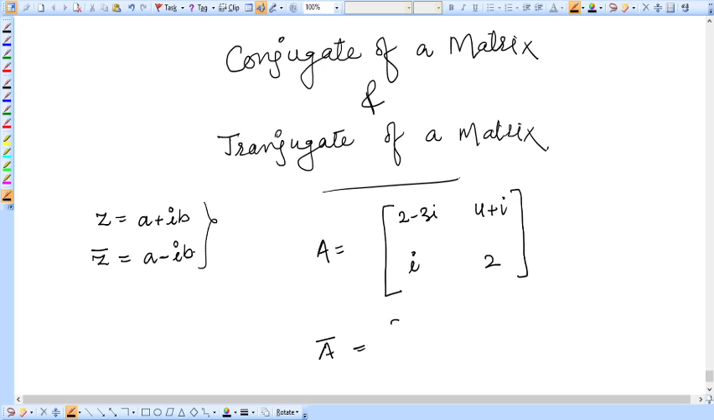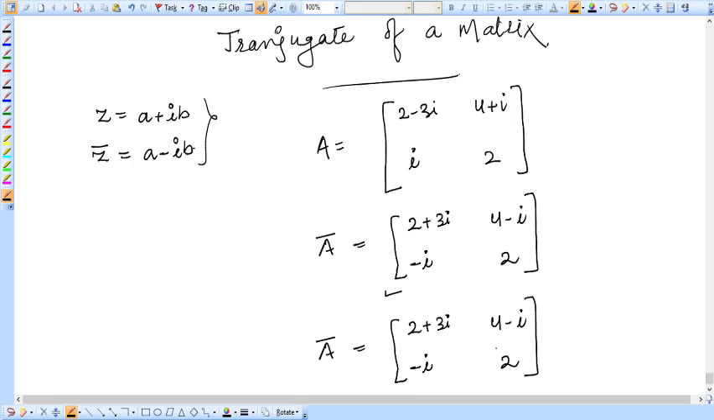And it is equal to, in this A bar, the conjugate of this matrix, we are going to change iota to minus iota, right? So in this way this matrix would become 2 plus 3 iota, and this entry changes into 4 minus iota, and 2 as it is, because it is not complex. So this is the conjugate of a matrix.